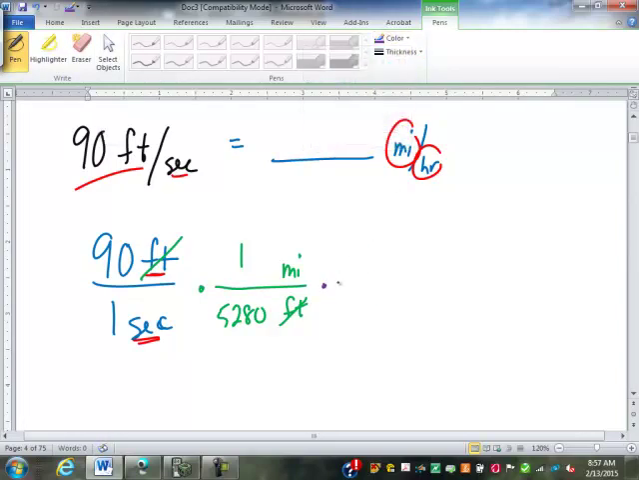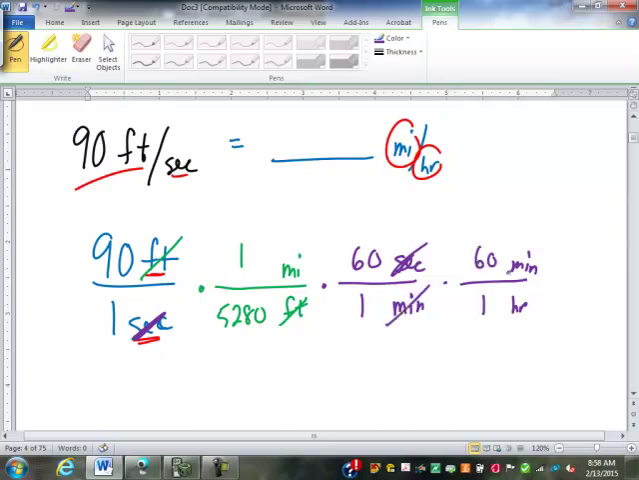Next, I need to get rid of the seconds. Seconds are going on top. Why are they going on top instead of on bottom? Yeah, I want them to cancel, and the seconds are on bottom over here, so they have to go on top here to cancel out. Now, we don't necessarily have a direct link to hours, so we're going to go from seconds to minutes. 1 minute is 60 seconds. Then we'll go minutes to hours. 1 hour is 60 minutes. So the minutes cancel out.